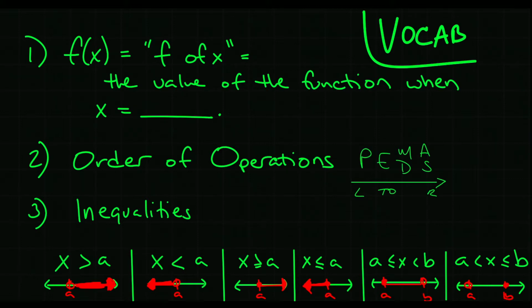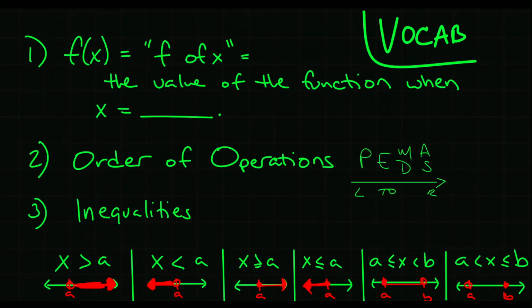The last thing that we need to know are inequalities. If x is greater than a, then x is going to be strictly greater than a and does not include a. So a is not a part of the solution. If x is strictly less than a, then a is not included in the solution. If x is greater than or equal to a, then a is included in the solution and you shade to the right. If x is less than or equal to a, then a is included in the solution and we shade to the left.